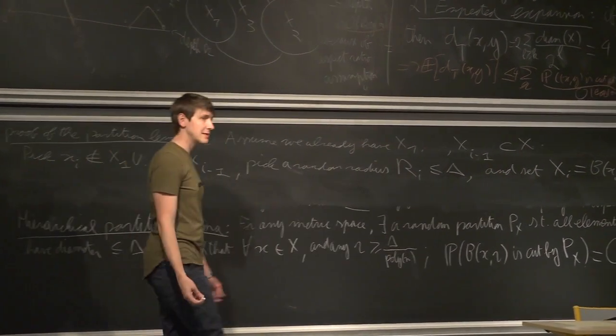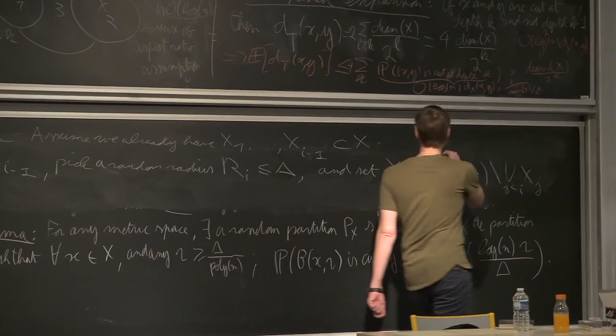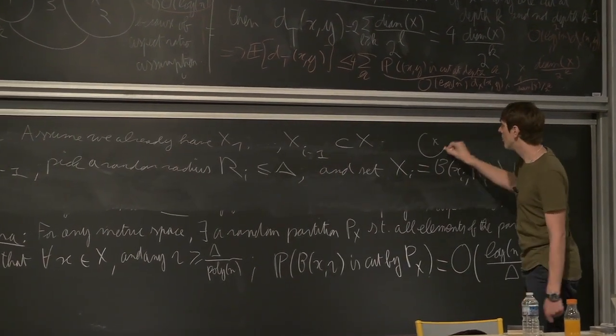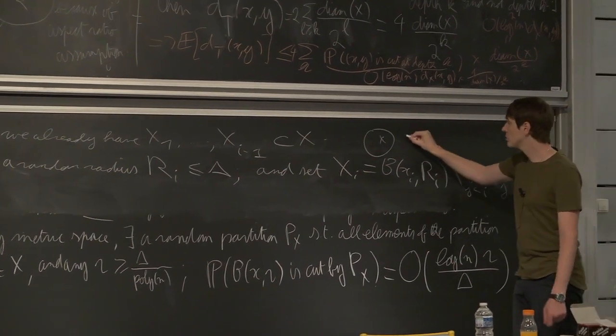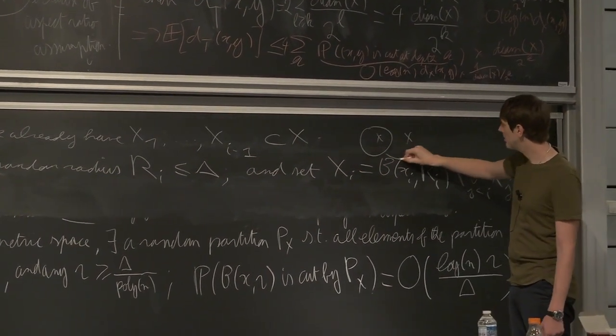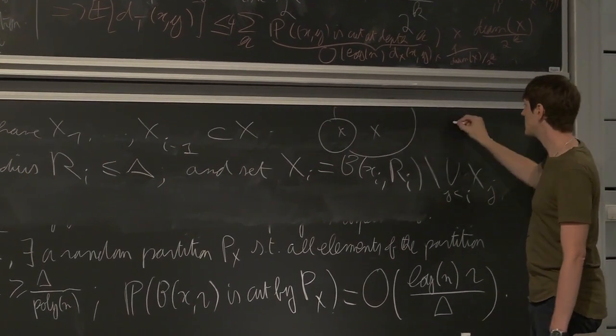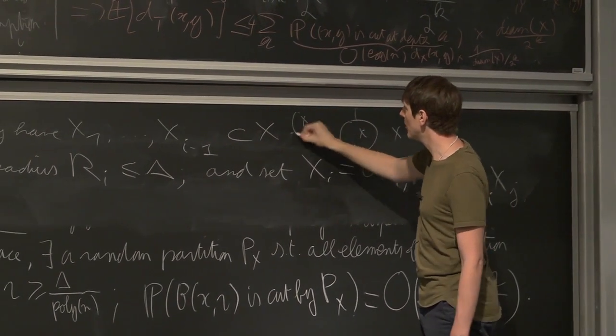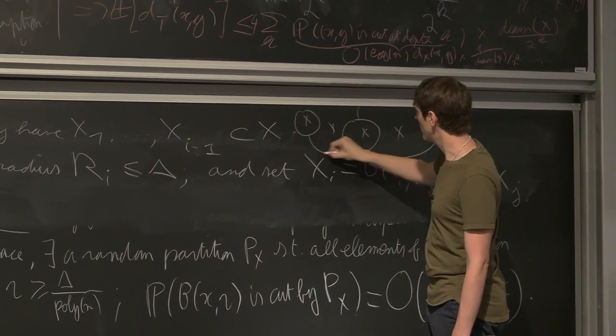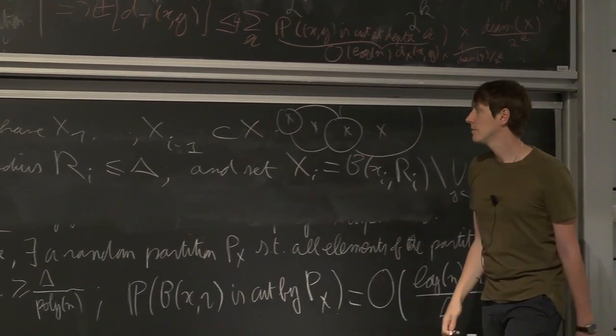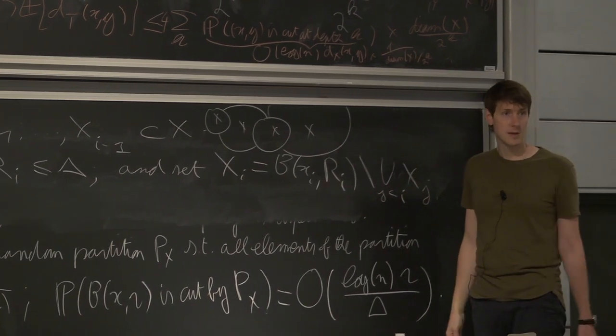Okay, so the picture is like this. I first pick a point, some point. I grow a ball. Then I pick some other point. I grow a ball, maybe that one. Then I pick some other point, maybe that one. I grow a ball. I pick another one. I grow a ball. Okay, and I keep this process.